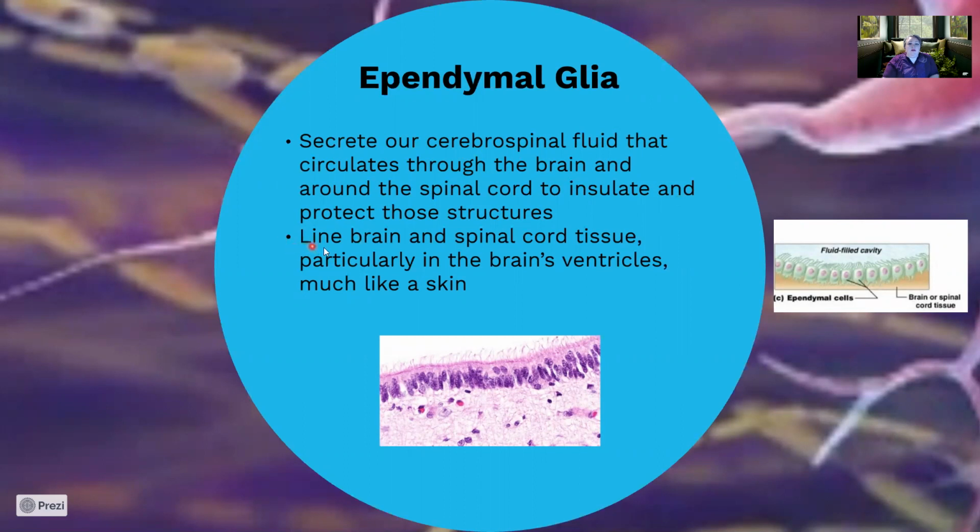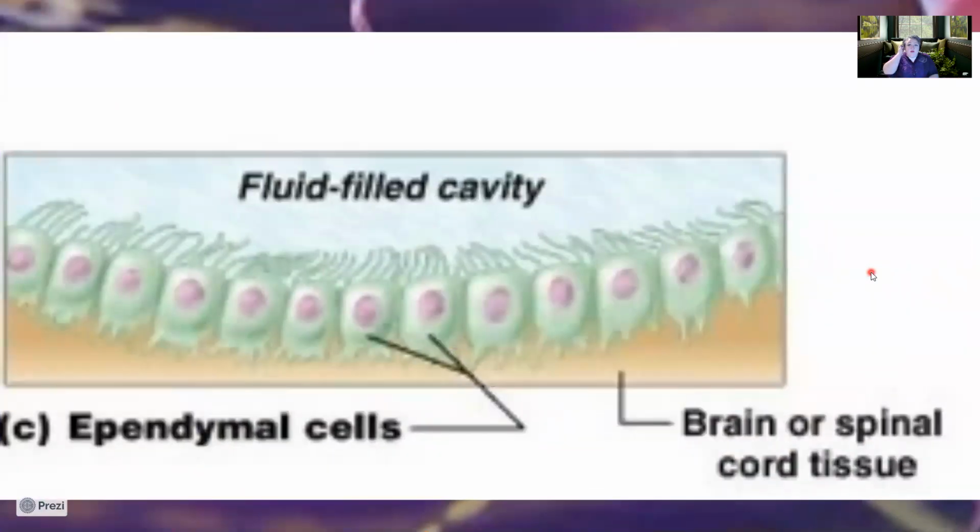And so what these cells do is line the brain and spinal cord tissue, particularly in the brain's ventricles, much like a skin. So here's kind of like under a microscope, those ependymal glia cells that you might see. And you can kind of see it's almost like a wall that's protecting that area. And here's from that initial diagram that we referenced, a more pictorial image of that. And again, they look kind of like a wall, basically protecting the structure. And this would be the brain or spinal cord tissue that it's protecting, and that fluid that it's creating to protect the structures.